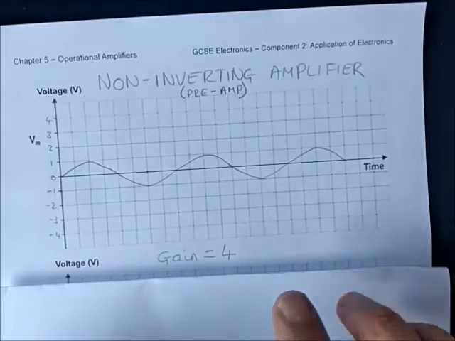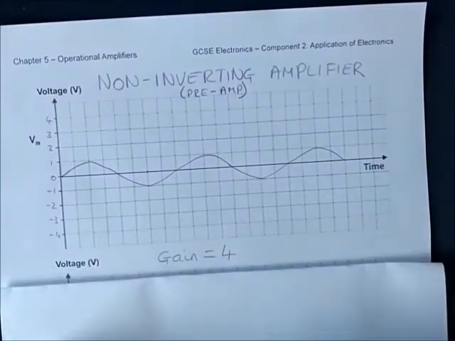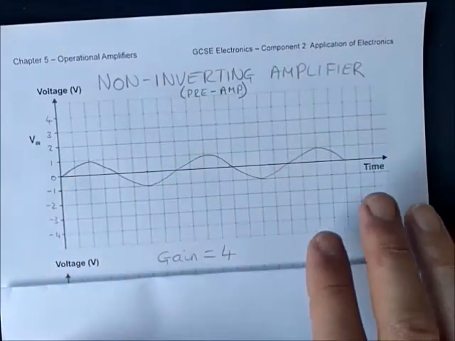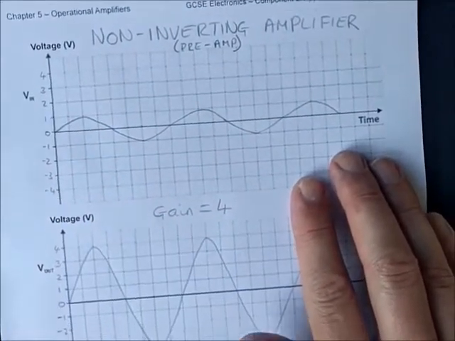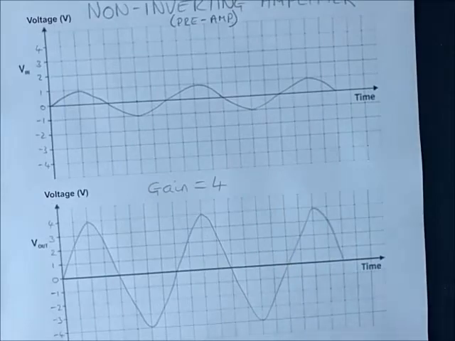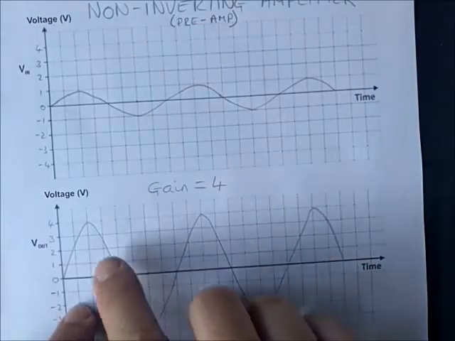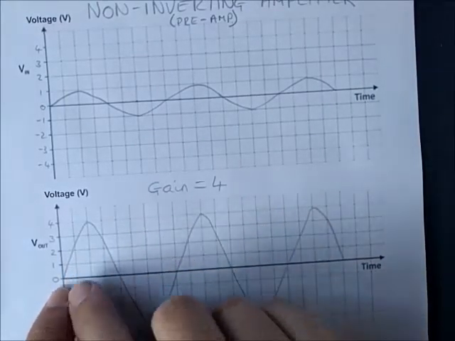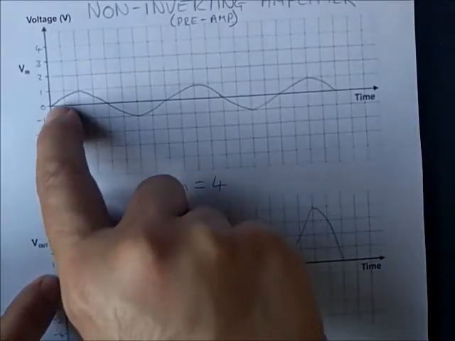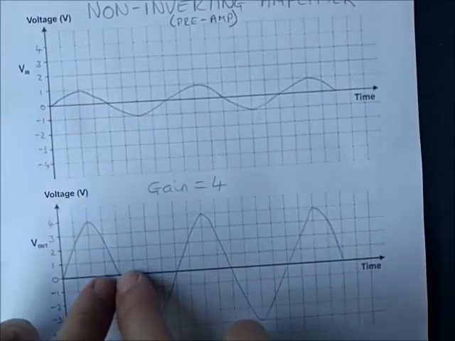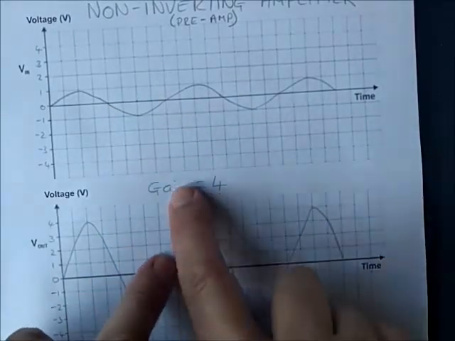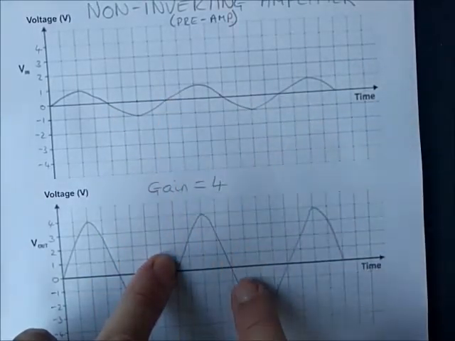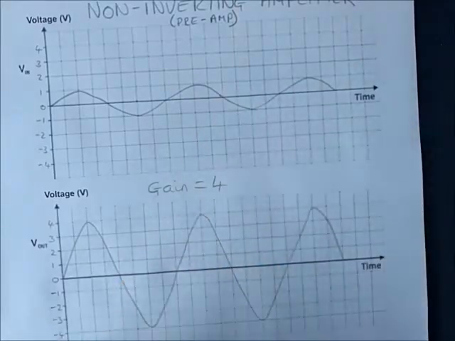Now I need to be able to draw the output from this system. So I know what the input is, I know what the gain is, and I'm going to draw the output. And the output looks like this. If you remember, the frequency doesn't change. So where it crosses the axis here, it's going to be the same. Where it crosses the axis here, it's in the same place. So I know these are two different graphs, but you can see that it's in the same place.